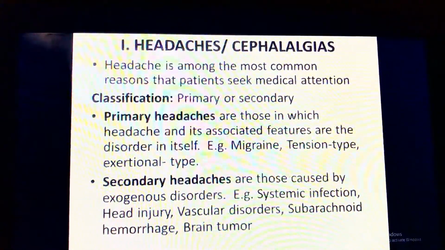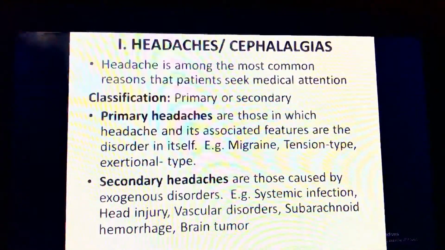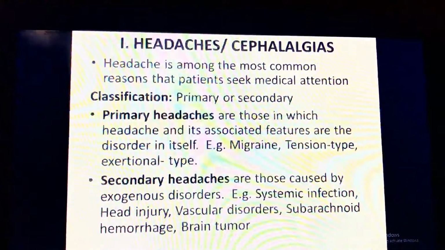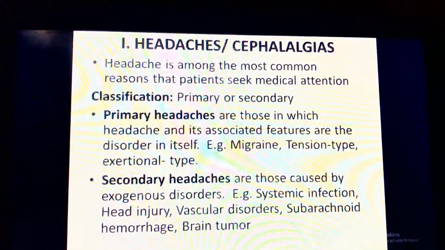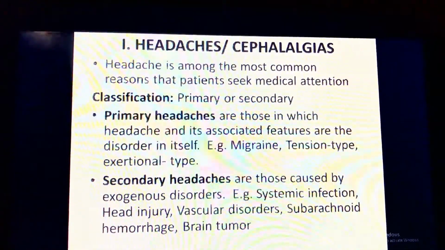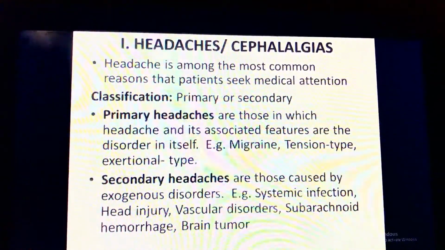Secondary headaches are headaches caused by exogenous disorders. We can say systemic infection, head injury, vascular disorder, subarachnoid hemorrhage, and brain tumor. Those are other pathologies that can cause headache. That headache will be classified as secondary headache.